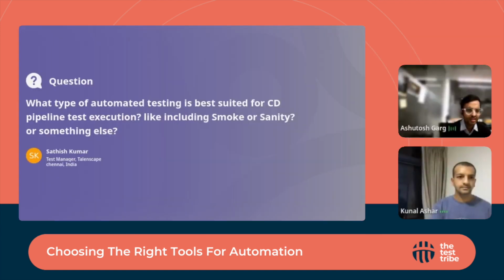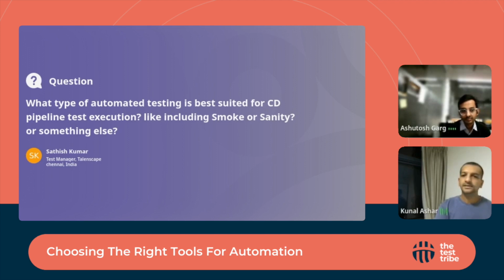There was a question from Afsal. I think it is about to come. This is a question from Satish, not related to the topic as such, but more about what kind of automation tool to choose or testing to use. So, what type of automation testing is best suited for CD pipeline test execution? Like, should we include smoke or sanity or something else also? What kind of testing should we do for CD pipeline, especially in automation?